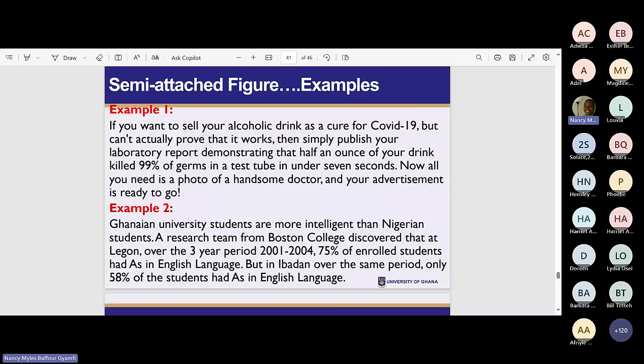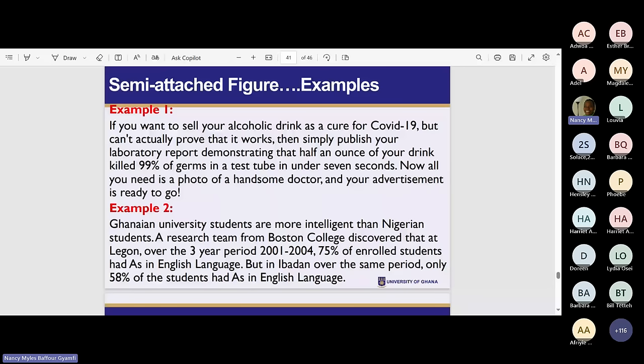Oh, then COVID is dead. Please bring it to my room. You take it in. You go, COVID is standing there laughing because it is not a germ. It's a virus. And this one is not included. And so if you get that drift, that is what the semi-attached figure does.